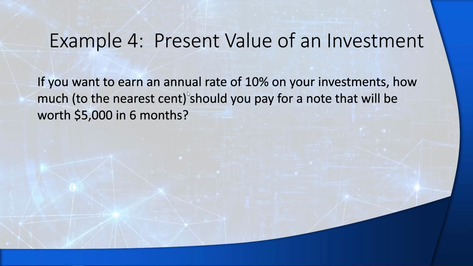So here we have an annual interest rate of 10%, and we want to know how much, to the nearest cent, we should deposit so that our investment will be worth $5,000 in 6 months. So once again, this is the use of the simple interest formula. A is equal to P times the quantity 1 plus RT. In this case, we don't know what P is. That's actually what we're trying to find. A, we know in the future we are going to want $5,000.